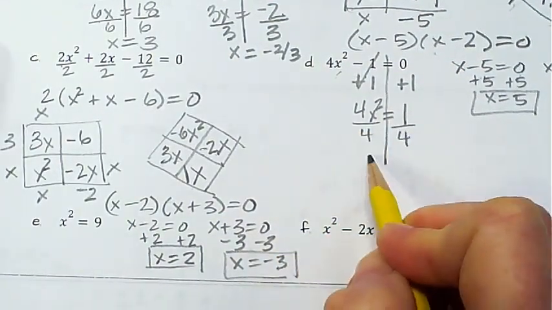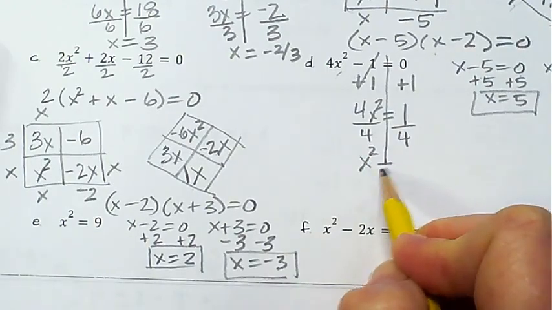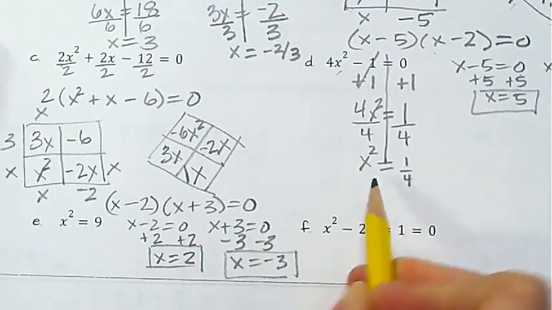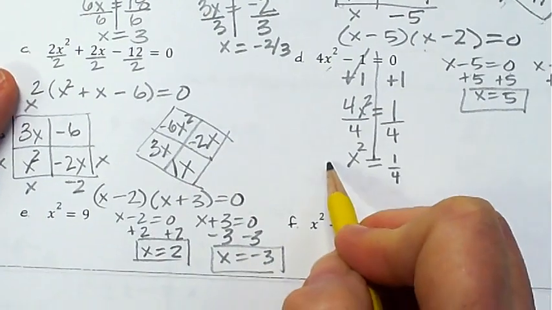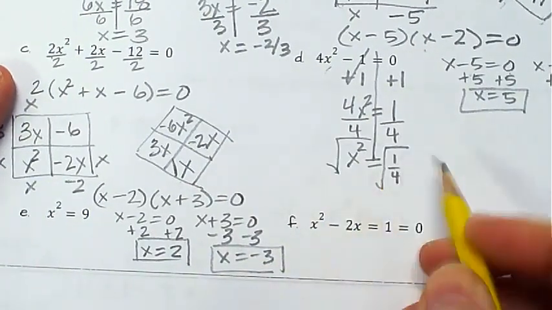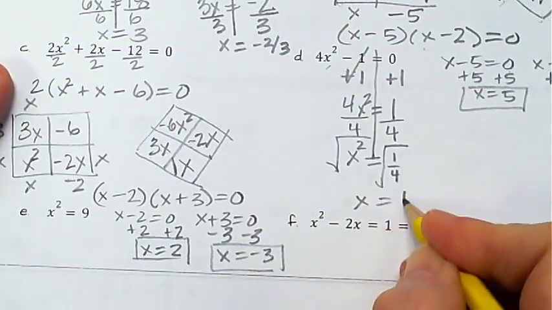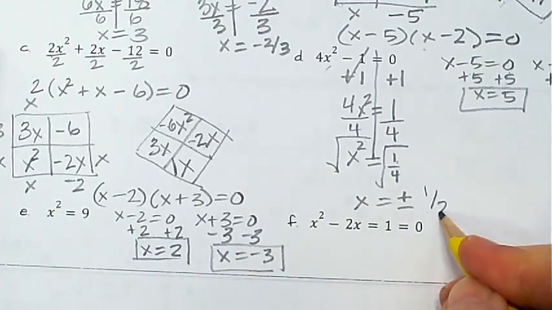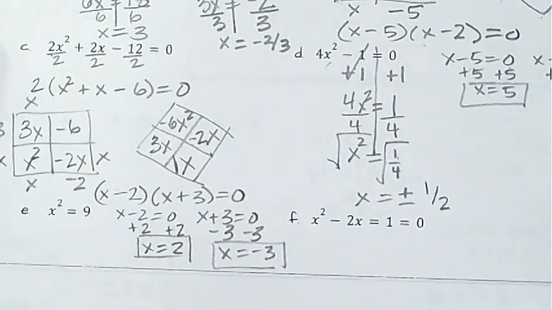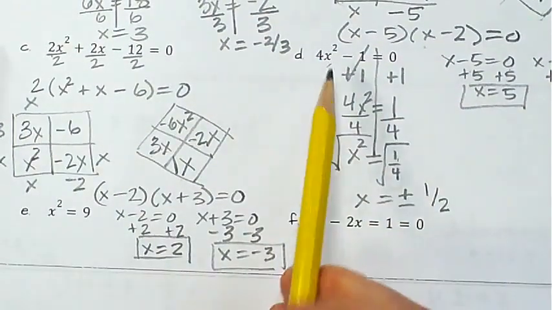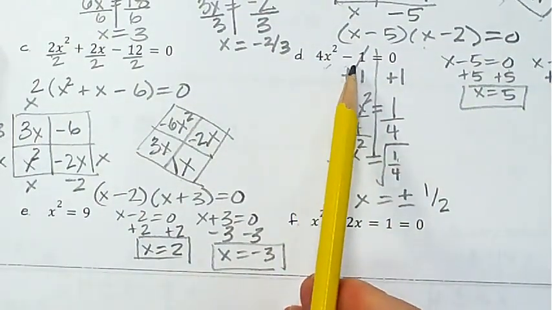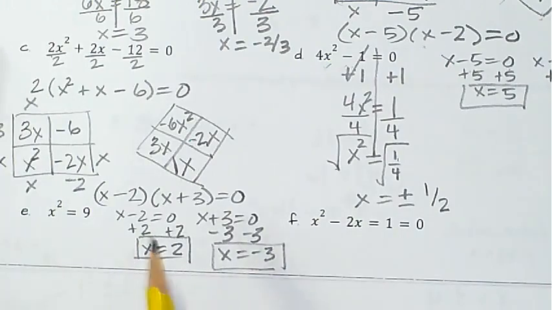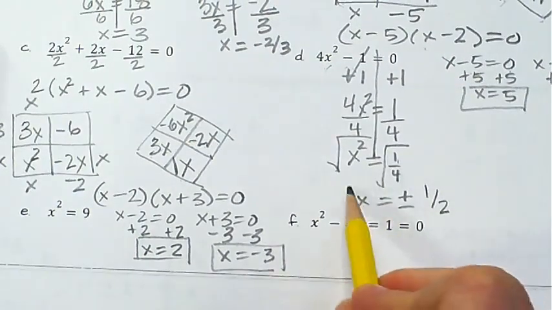So x squared equals 1/4, and then I'm going to take the square root. So x equals plus or minus the square root of 1/4, which is 1/2. 1/2 times 1/2 is 1/4. I couldn't have done that if there was an x term here. I would have had to use another strategy. Could also graph it and see the answer.